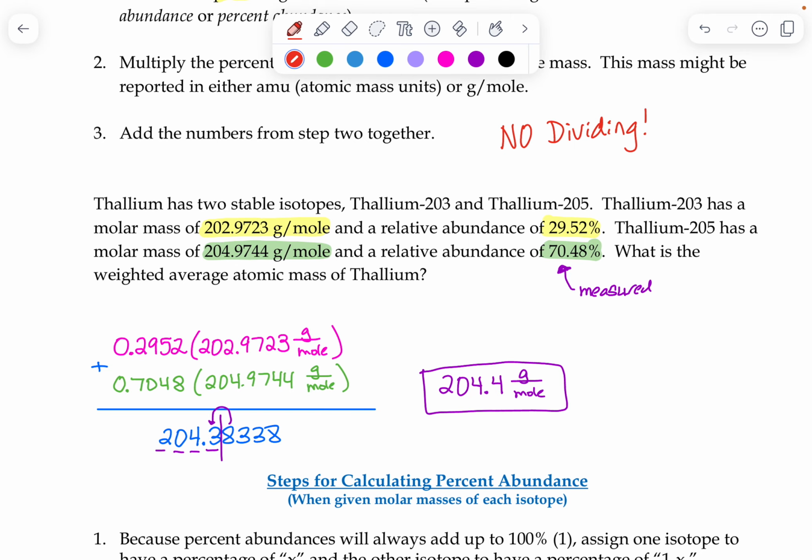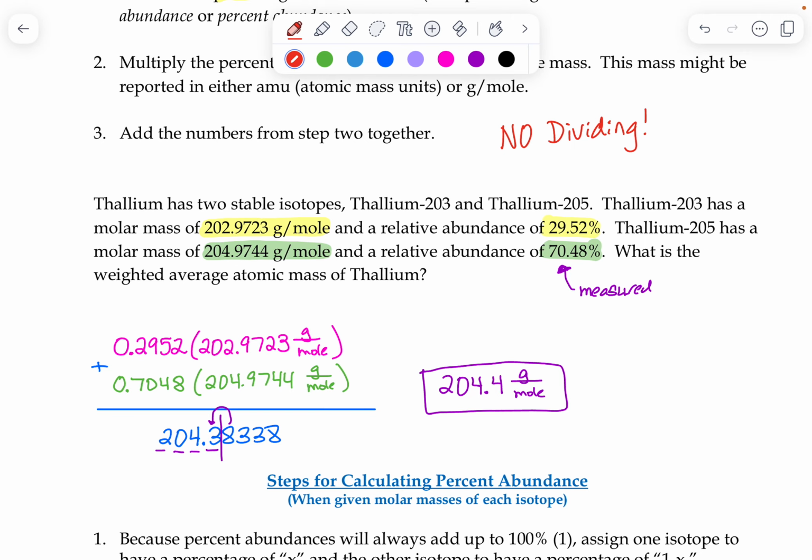What if we wanted to go the other way? Since we know what the weighted average is, it's right there on our periodic table. What if I wanted you to find the percent abundances instead? How would you do that?